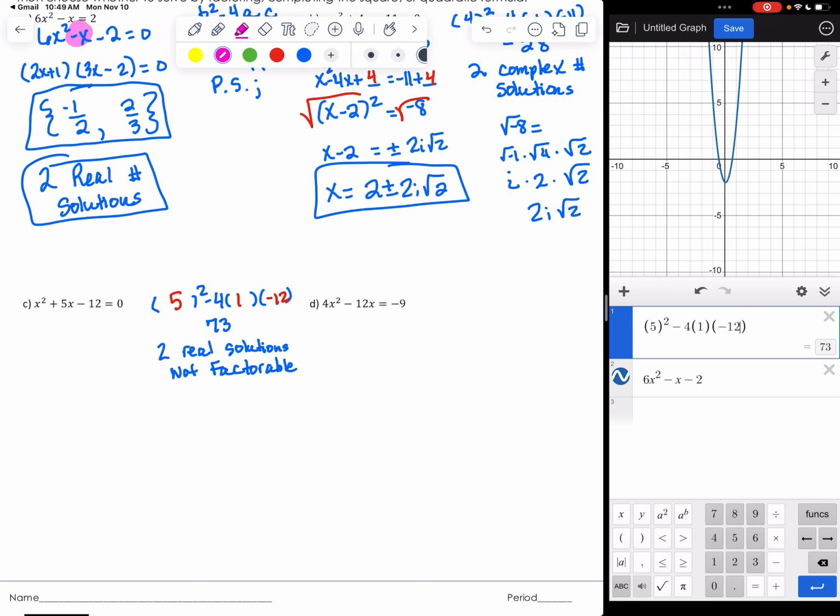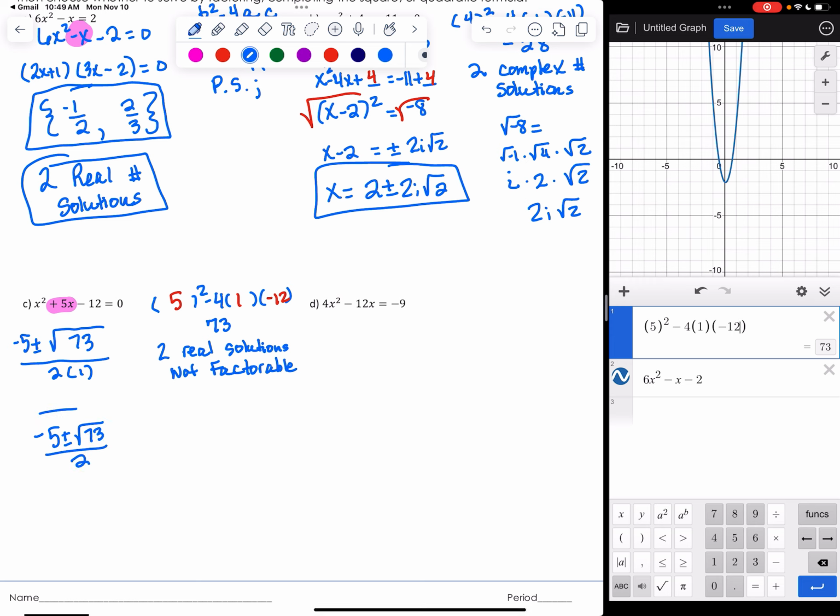Now, I would personally not use completing the square because there's an odd number as your B term. And if there's an odd number as your B term, it's much easier to use the quadratic formula. Now, when we use the quadratic formula, we'll take the opposite of B, so negative 5, plus or minus the square root of B squared minus 4AC, which we already know is 73, all over 2 times 1, which is 2. Now, to simplify this, well, 73 will not break down, so I'm just going to leave it like this.